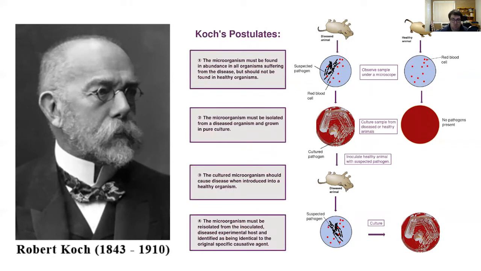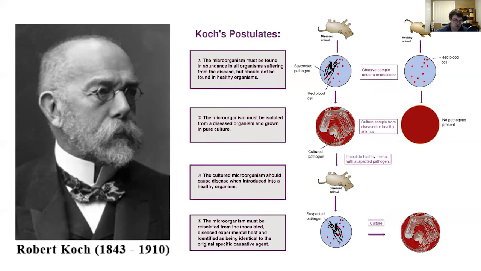Then what you would do is you would culture it and grow it and cause it to multiply in a controlled environment. And this is where Koch's work gets a little bit grim. Then you'd take a healthy organism, and I believe he did this with sheep to start with, but it's often done with things like lab mice now, and you infect it with the cultured microorganism and observe and see if the disease reoccurs.